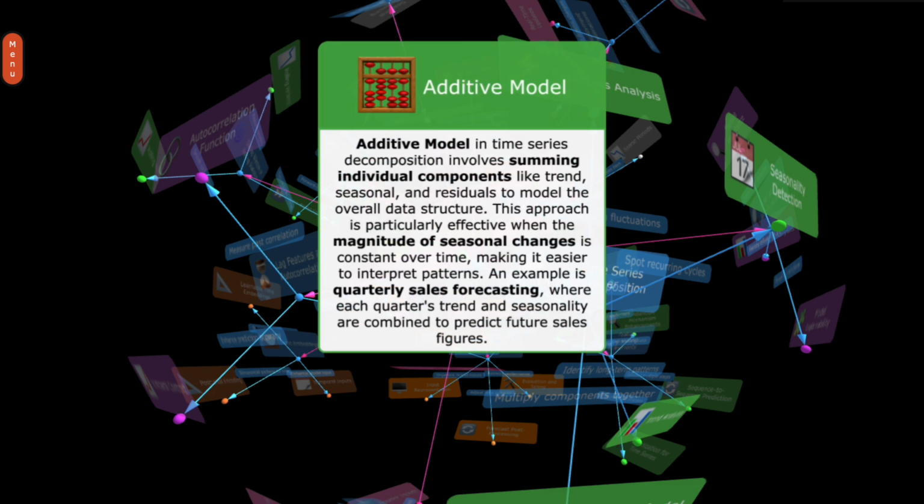Additive model in time series decomposition involves summing individual components like trend, seasonal, and residuals to model the overall data structure. This approach is particularly effective when the magnitude of seasonal changes is constant over time, making it easier to interpret patterns. An example is quarterly sales forecasting, where each quarter's trend and seasonality are combined to predict future sales figures.